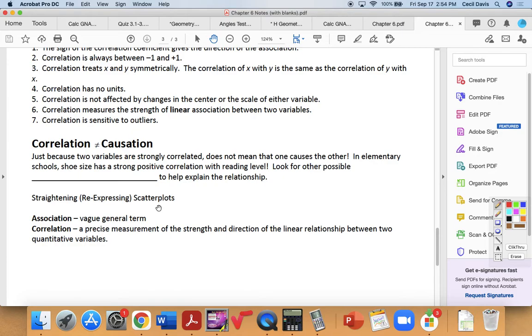Looks like you're about to say something. What goes in the blank? Oh, look for other possible, I think it's lurking variables. Yep, lurking variables, one of my favorite terms. I'm going to ask you and Mr. Chance to explain your favorite terms. Hidden variables. There's something else that's going on. And it can be like the one here, that age affects both of them, or it can be that there's something else that affects the outcome.